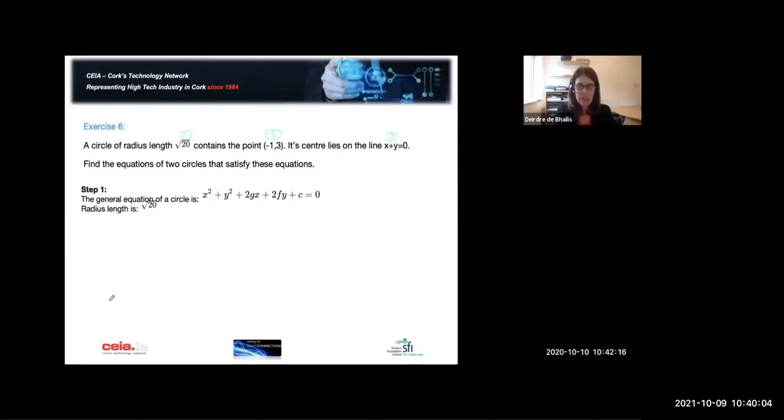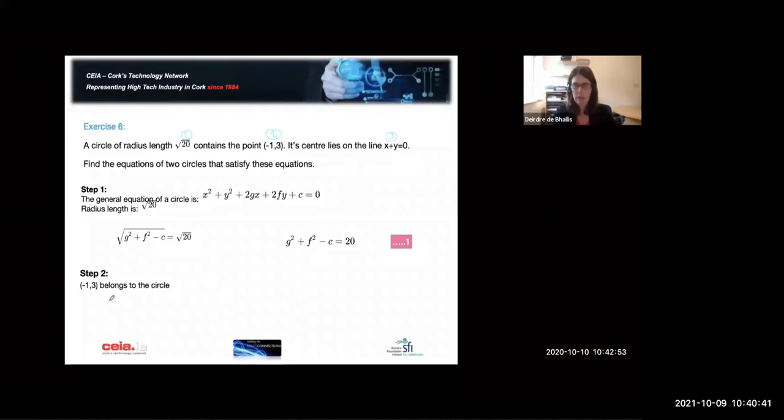The first step is we know what the general equation of the circle is. And the second is we know the radius length. So the first equation that we can form is g squared plus f squared minus c is equal to the radius. And that's the square root of 20. If we square both sides, what we get is g squared plus f squared minus c is equal to 20. And that's our first equation.